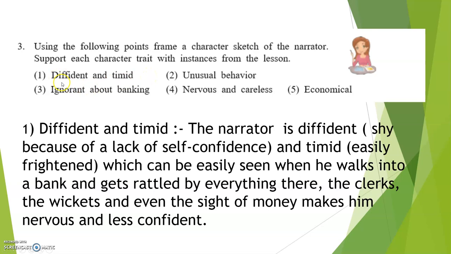Like for example, the first one is done for you. It says diffident and timid. Now what do you mean by diffident? The narrator is diffident means he's shy because of lack of self-confidence. Okay, so you have to give one incident from the lesson which shows that he was timid. Timid means easily frightened. So what is it? The narrator is diffident, which can be easily seen when he walks into the bank and gets rattled by everything there. The clerks, the wickets, and even the sight of money make him nervous and less confident. Okay. So this is how you're going to write this answer on the character sketch.